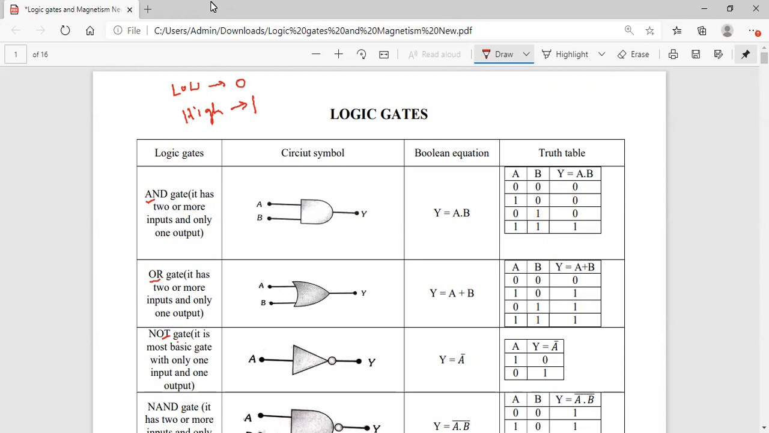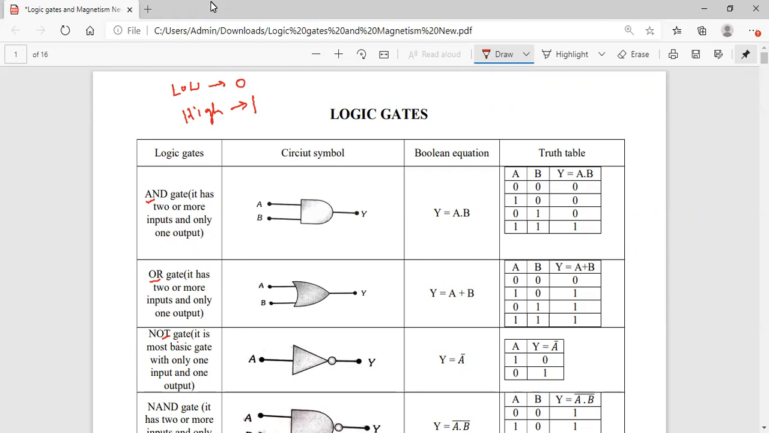From this truth table, it is confirmed that when both the inputs are 0, output is 0. If any one of the inputs is high, then also the output is low. If both the inputs are high, then the output is high. That means the AND gate is a logic gate in which, if both the inputs are high, then the output is what? High.